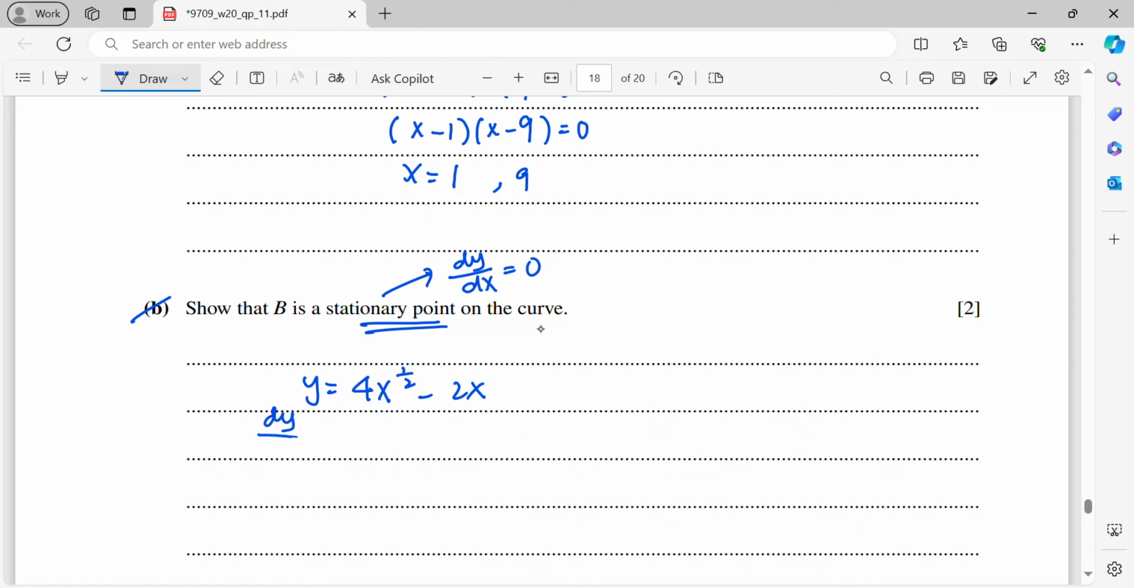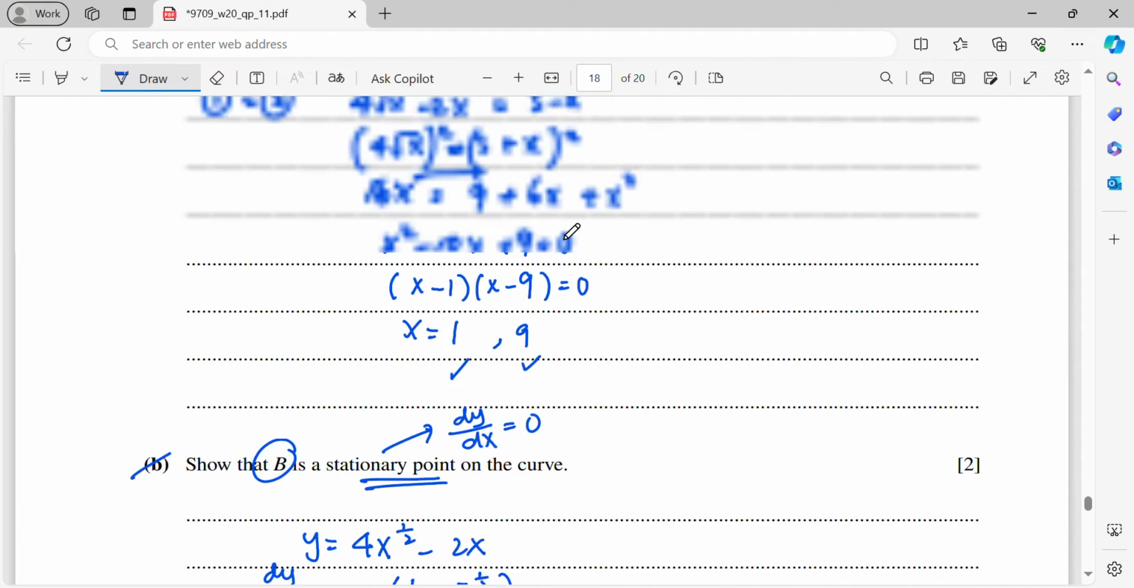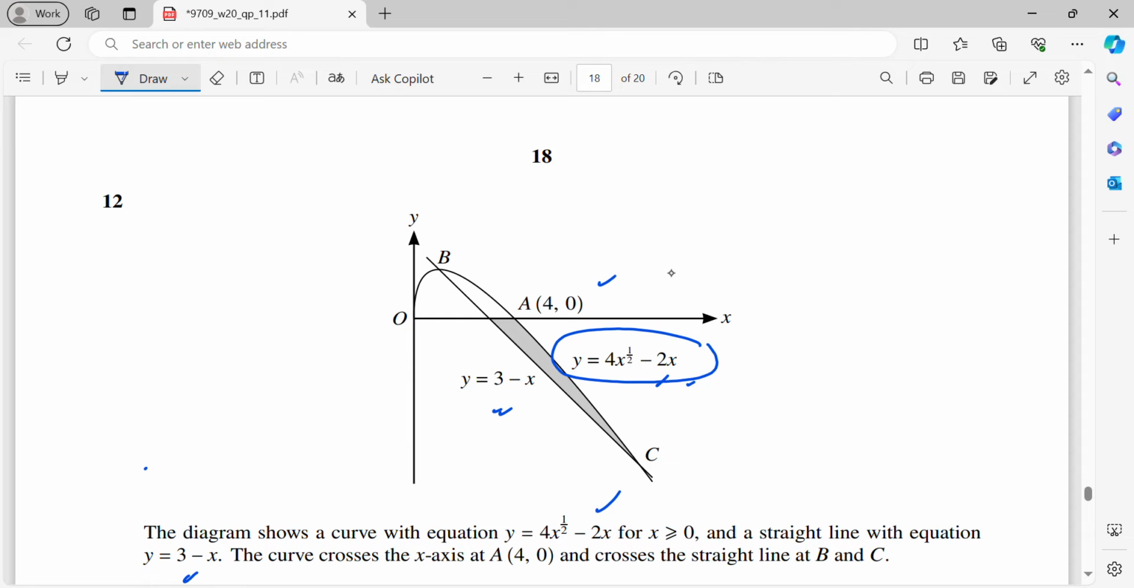So now my dy/dx will be 4 bracket half x to the power negative half, minus 2. So 4 times half is 2. This is x to the power negative half. I can just move it down. It will be 2 over square root x. Then minus 2. You will need to show that B is a stationary point. Okay, now we have found two x values, 1 and 9. But by looking at the graph, definitely B is 1, the x coordinate. Then C is 9 because A is in between, which is 4 for the x coordinate.